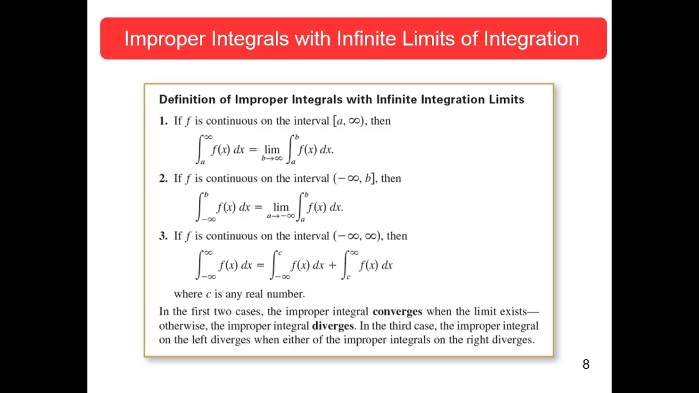In the first two cases, the improper integral converges when the limit exists, there or there. Otherwise, the improper integral diverges. It has no value. In the third case, the improper integral on the left diverges when either of the improper integrals on the right diverges. So in this case, both this one and that one would have to converge. And if they did, then that would converge as well. All right.